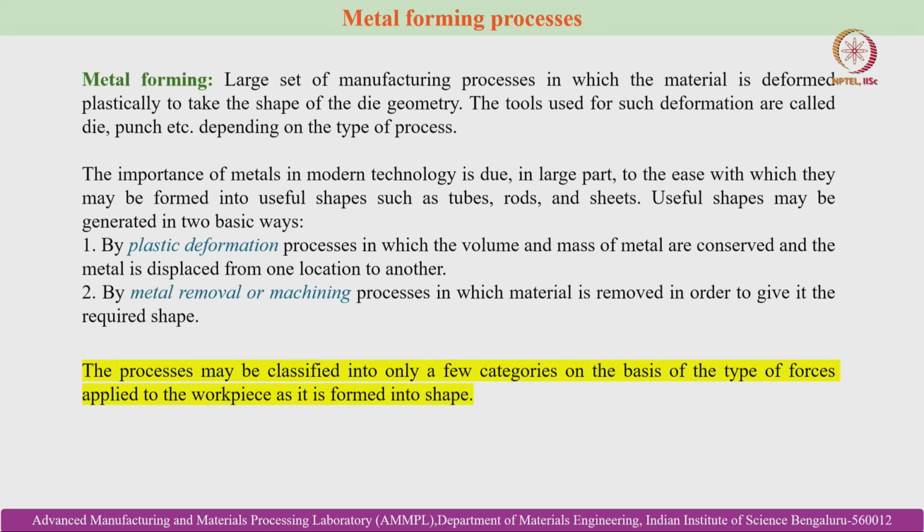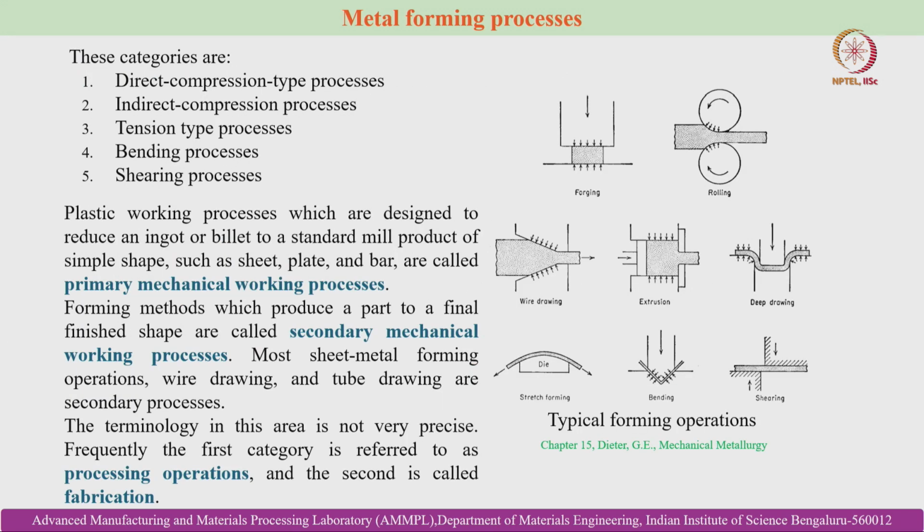So, we are talking about the classification of metal forming processes. They can be categorized as direct compression type processes, indirect compression type processes, tension type, bending type processes, and shearing processes. These are the 5 broad classifications, based on the load applied for forming the metal object.